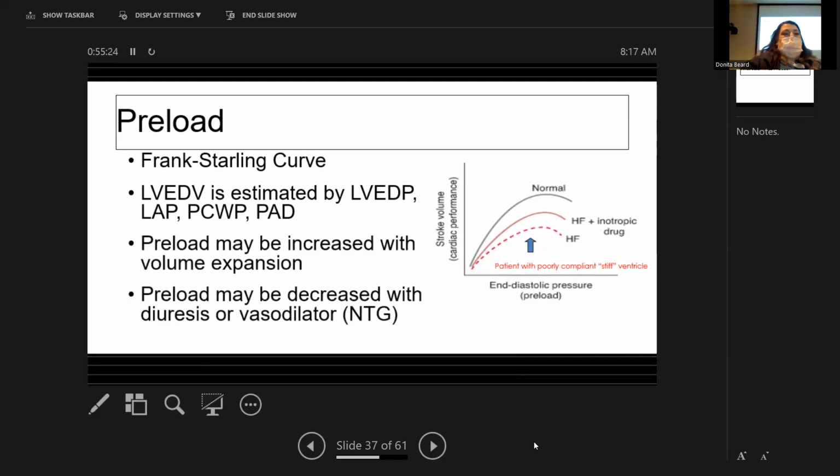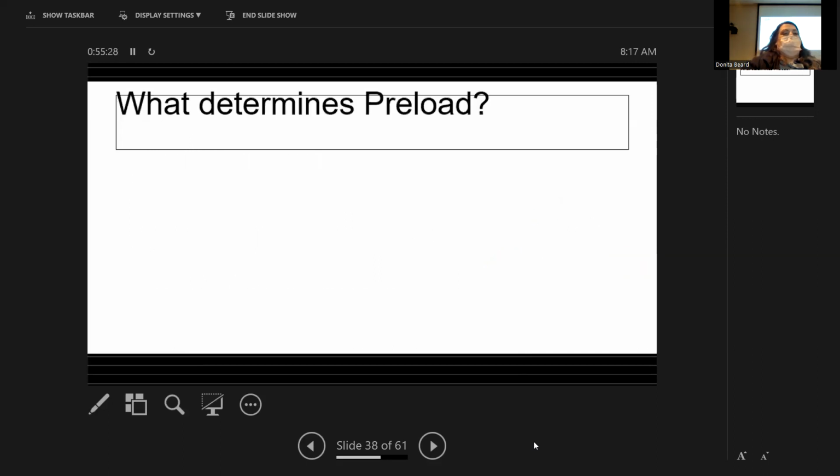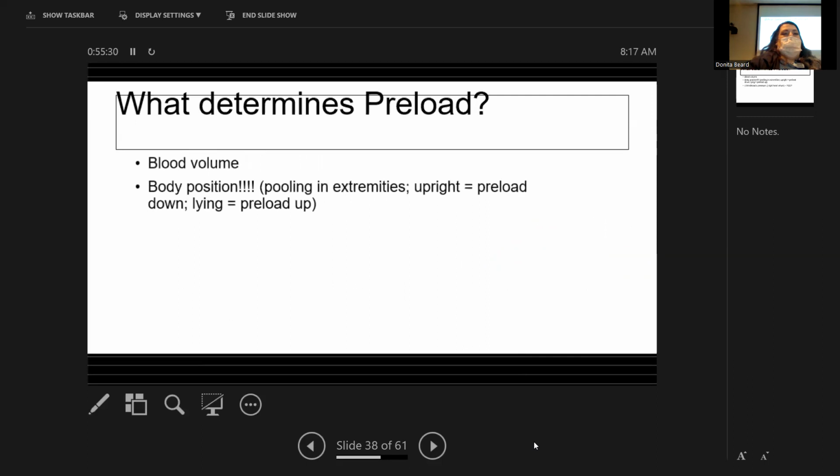We talked about that. So you can decrease preload with diuresis and vasodilators. So there are things that can be done in the ICU to help. Body position is a big one. When they're lying flat, their preload is pretty much about the same and pretty much up. If they're fighting against gravity, then things are going to pull.